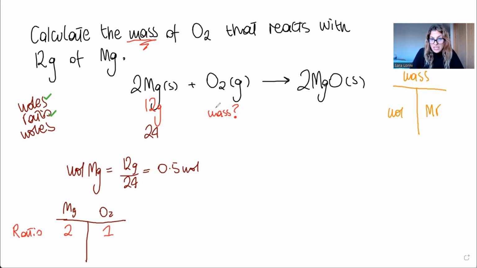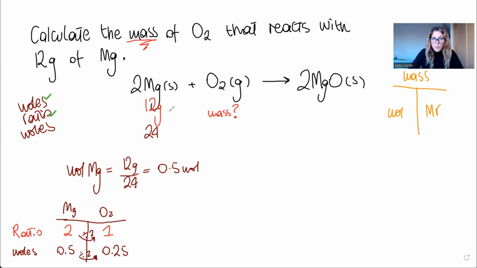The moles of oxygen, right? Because that's what we need to find the mass of. So we need the moles because mass is moles times MR. So the moles, we have the magnesium, 0.5, because we just calculated it. What is the moles of oxygen? Well, it follows the same change. So 2:1, we divide this by 2. So we would apply the same change. So the moles of oxygen would be 0.25.